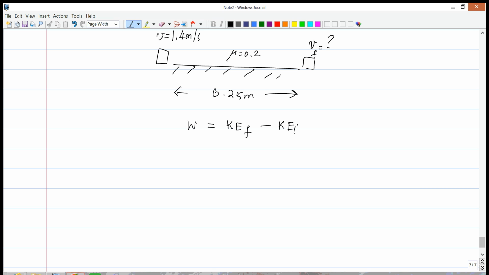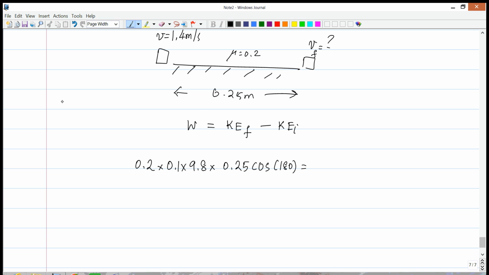There's no work done by gravity as it moves along the plane. And we'll use F d cosine theta to figure out the work done. The force of friction will end up being the coefficient of friction mu, which happens to be 0.2, multiplied by the weight of the object, which is 0.1 times 9.8. So this is the force, multiplied by the displacement, which is 0.25, and multiplied by cosine of 180.